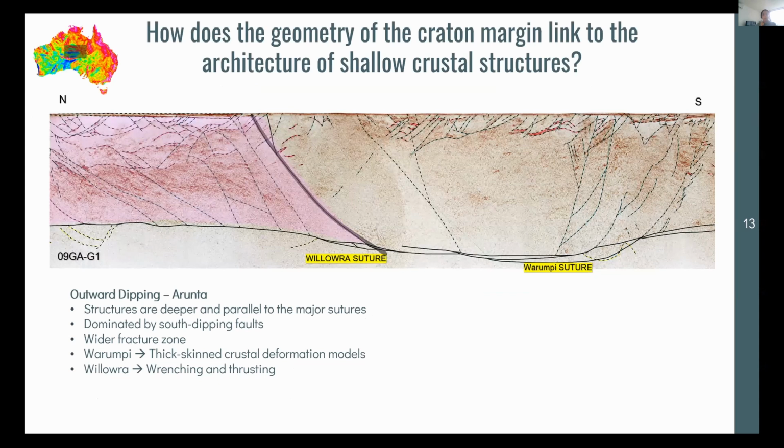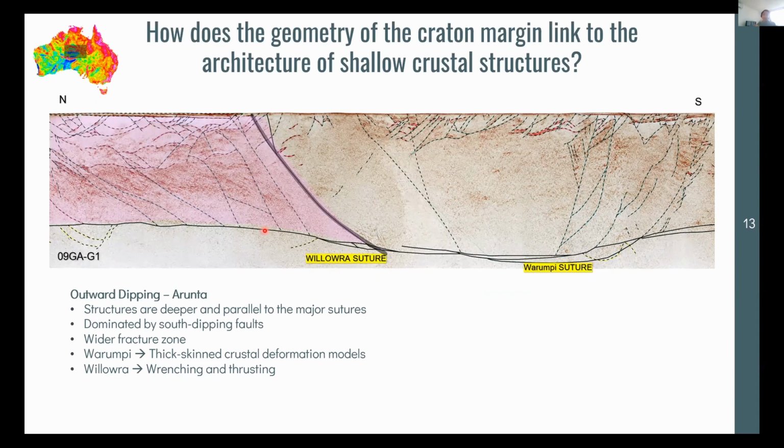So this link in Oronta is quite different. In Oronta, we don't see that listric fashion for upper crust structure. The structures, for example in Villora Ridge that we chose as the southern edge of Mount Isa, are parallel to the major suture. Most of them go all the way down to Moho. The whole fracture zone spacing between structures in Oronta is more than Mount Isa.